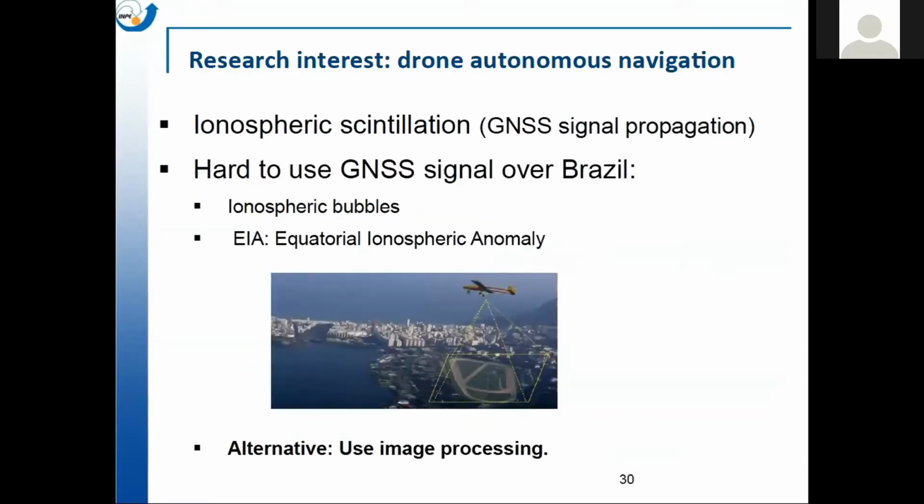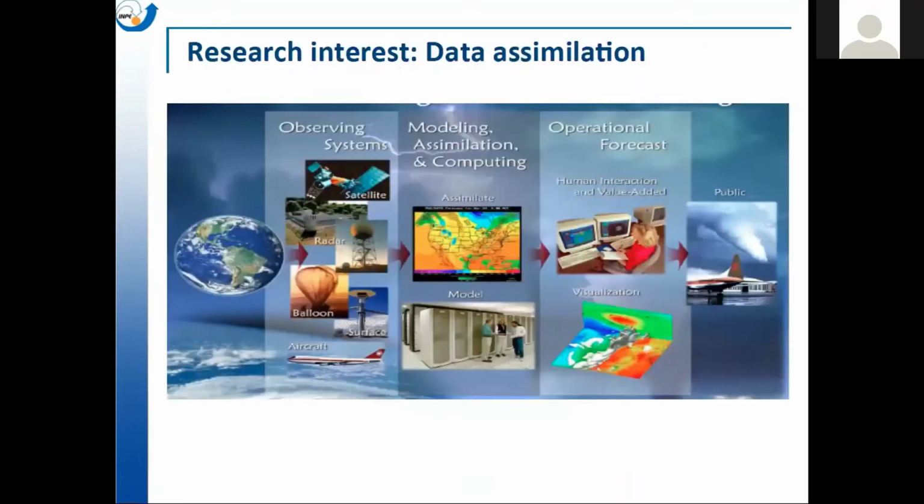Okay, and this kind of scintillation we are going to call ionospheric scintillation. This ionospheric scintillation causes some troubles for GNSS signal traveling. And this GNSS is the Global Navigation Satellite System. For example, GLONASS from Russia, Galileo from Europe, and GPS from the United States. And so due to the ionospheric bubbles and equatorial ionospheric anomaly, well, you can't trust the GNSS signal. And so the idea is to use some alternative using image processing. I'm not going to talk in many details about this.